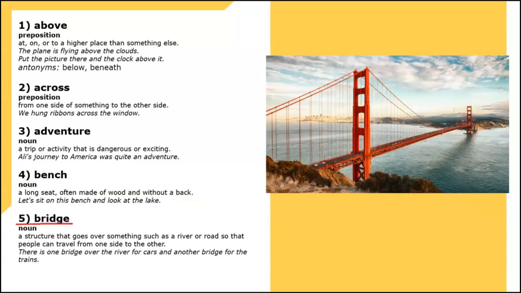And number 5 is bridge. Bridge is also a noun, and a bridge is a structure, a thing, that goes over something such as a river or a road so that people can travel from one side to the other. In the picture you can see we have some water here in the middle. So if people want to go from side A to side B, then we need something to help us cross over. That thing is a bridge.